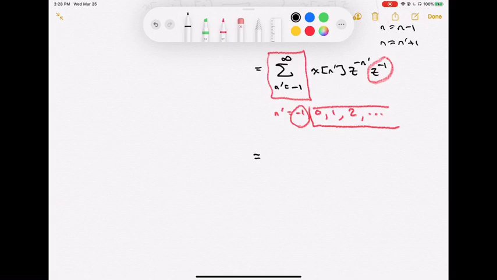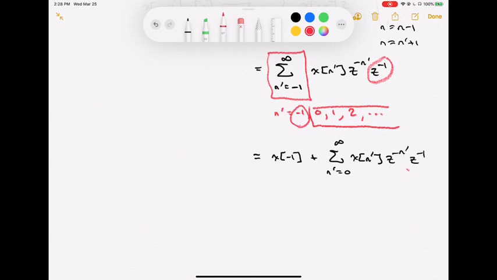So that sum going n prime from minus 1 to infinity, I'm going to take the first term, n prime equaling minus 1, and I'm going to get an x of minus 1. I'm going to get a z to the minus of minus 1. That's a z to the 1 times z to the minus 1. So that's z to the 1 minus 1, or z to the 0. That's just 1. So that first term won't actually show a z in this case. It's just going to be little x of minus 1. And then I have everything else. Everything else is n prime going from 0 to infinity of x of n prime z to the minus n prime, and I still have that z to the minus 1.